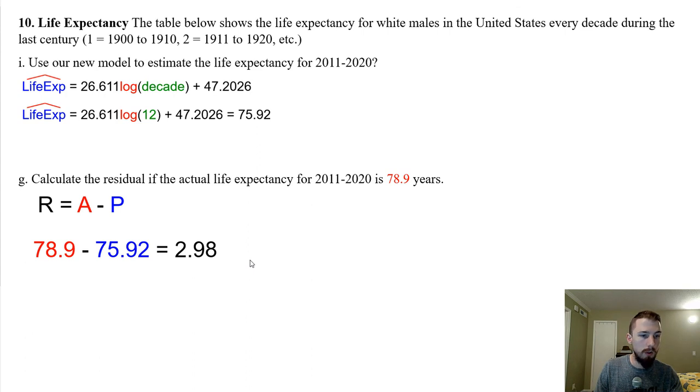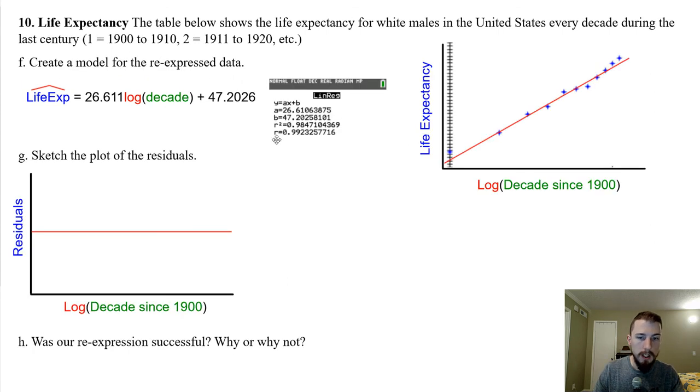Okay, cool. So I'm pretty sure that's it. Yes, that's it. There might be other questions I asked, like for instance, analyze the correlation, the strength. What does the correlation tell us? The coefficient of determination, so 98.5% of the variation in the life expectancy can be accounted for by the model with the log of the decade since 1900, stuff like that. So make sure you still know how to answer those questions.